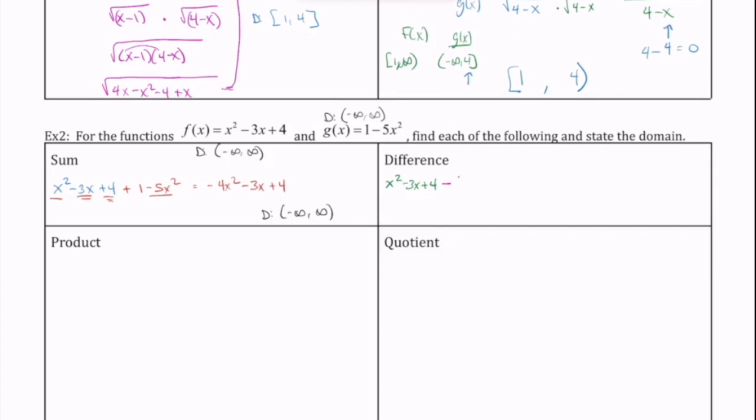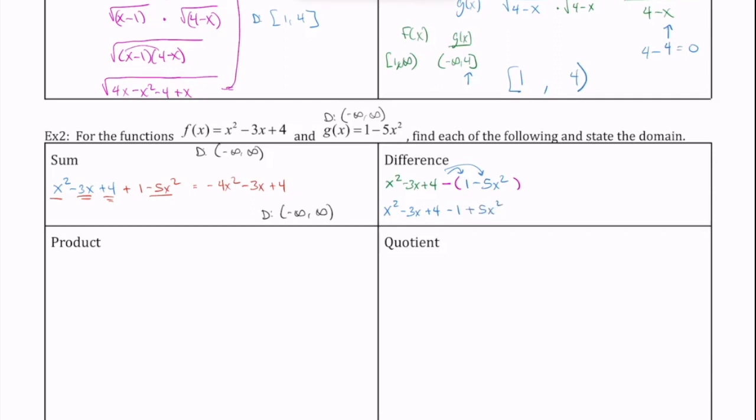Because when I subtract, make sure you subtract. If it's more than one term, then you're subtracting the quantity. And I'm subtracting 1 minus 5x squared, so make sure I'm subtracting both these numbers here. So really this is x squared minus 3x plus 4 minus 1, and then plus 5x squared.